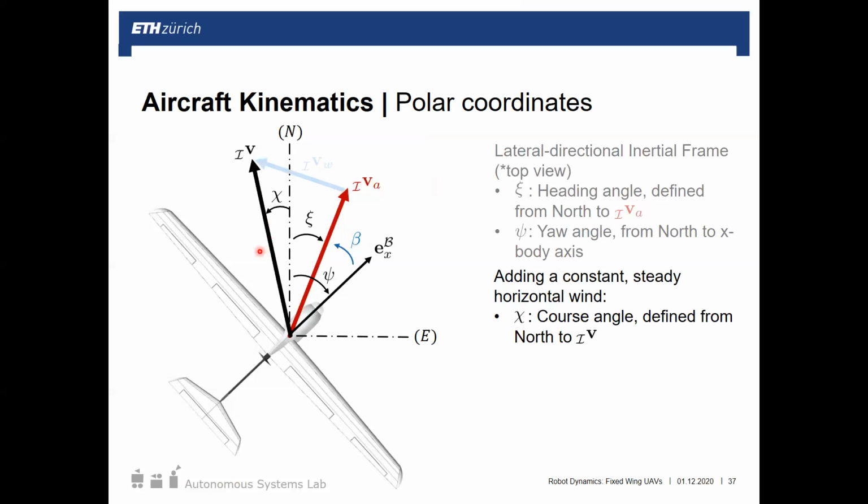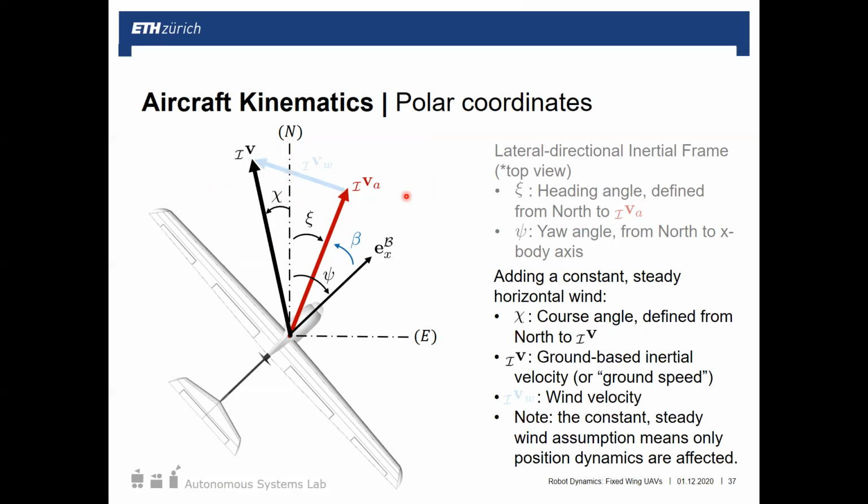Another angle that's useful is course. If anyone asks you, what is your course? Course is just our angle between north and ground velocity. Yes, ground velocity there. The magnitude is often called ground speed. Then there's wind velocity.